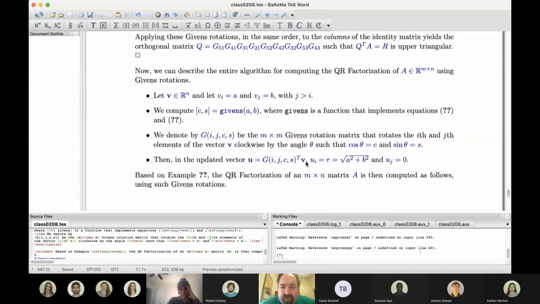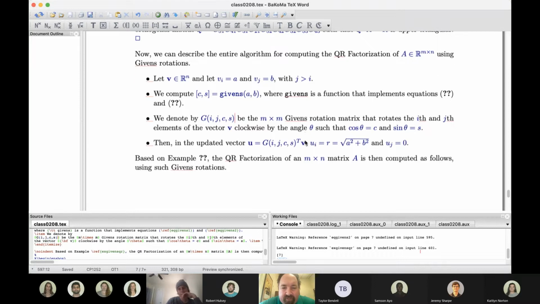So V is a vector, like a column of A, that has these entries in the I and J positions. Then I carry out this Givens rotation, multiply it by its transpose, and it will zero out the entry in position J. So that's how one rotation is handled.